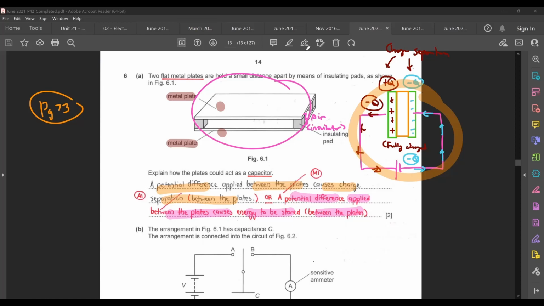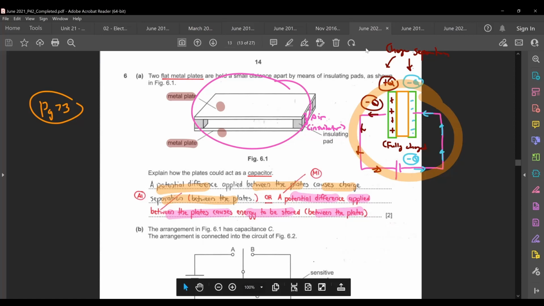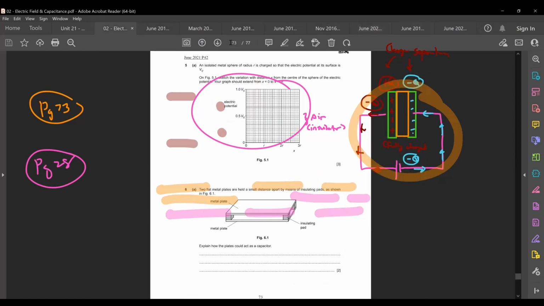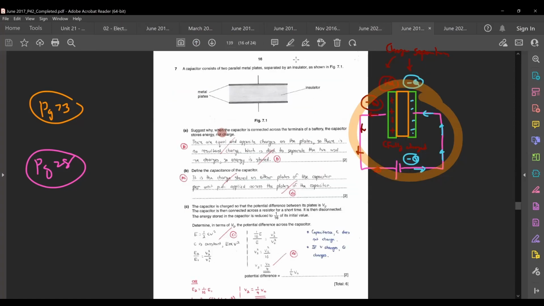This is page 73. Part B, this one we will revisit at a later time next week, because I just need to go through the state and explain part first that deals with how a capacitor works. Okay, if 73 is okay, you can have a look at page 28. This is also the other one that you need to go through later on. Okay, it's June 17 P42.